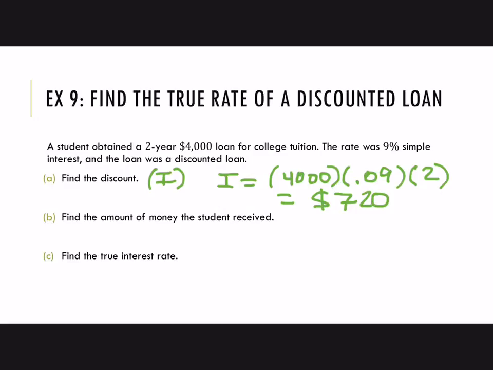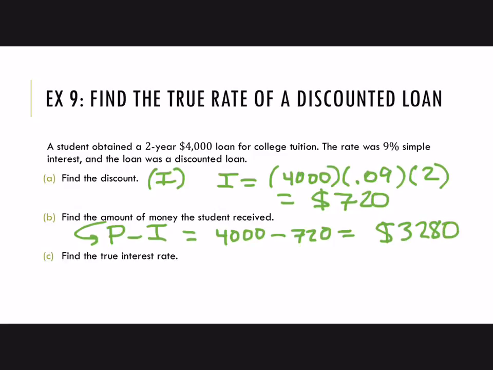Find the amount of money the student received. So this would be the principal, the amount they borrowed, minus the interest is the amount that they receive. So that would be the $4,000 minus $720, and so the student actually only takes home $3,280.